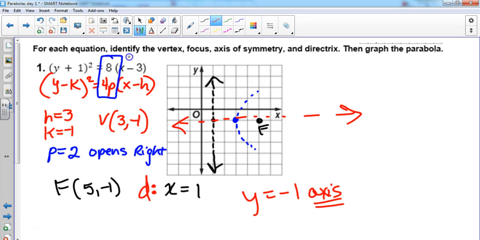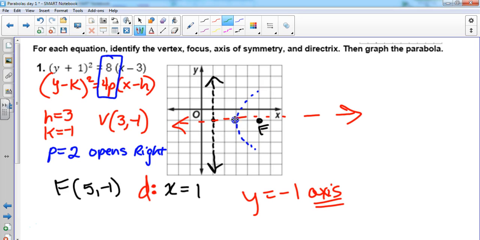All right, did we do everything? It says identify the vertex, the focus, the axis of symmetry, the directrix, and now graph. This is actually the hardest part for most students. I want you to find one more point, and it doesn't have to be 100% accurate, but that will give us an idea what this looks like.